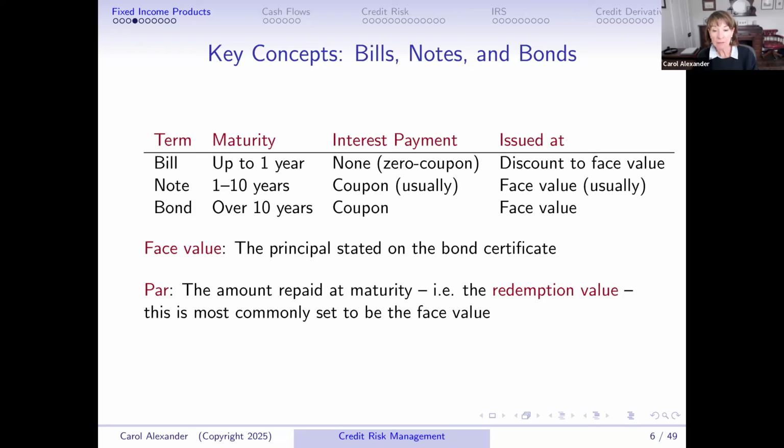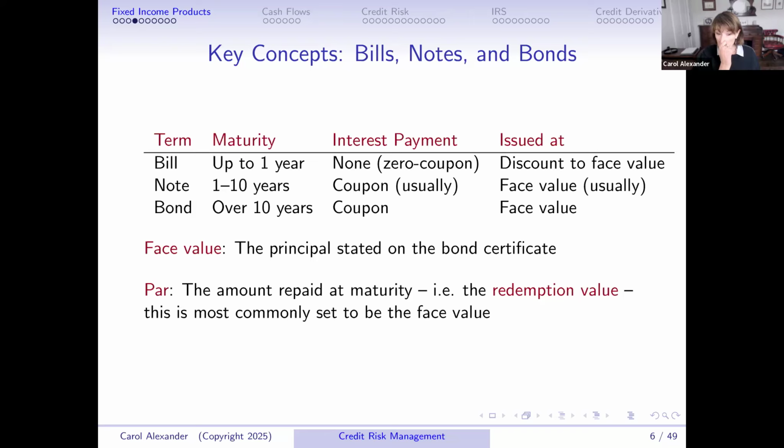The notes usually have coupons, but not always, and their maturity is up to 10 years. And they're usually issued at face value, but sometimes you can get zero coupon notes that are issued at a discount. Bonds always have coupons. They can be fixed or floating coupons, of course, and usually have over 10 years maturity, and the face value is what they're issued at.